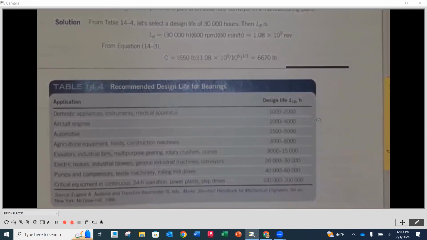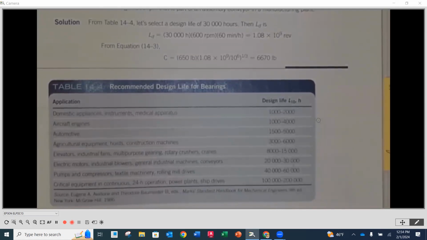So once you know what industry you're in, or even what the requirements for your particular company might be, your company might say, the industry says 20 to 30, but we want 50,000, because we're better and we have a more quality product. We want it to last longer. So that is how you would determine what those hours would be.